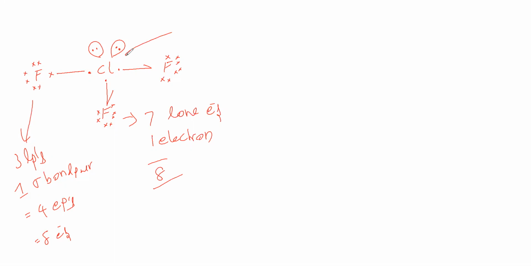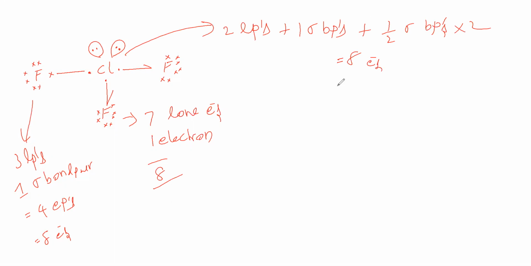Now we will see how Cl is. It has 2 lone pairs plus 1 sigma bond pair, and the other bonds are half sigma bond pairs, so 1 plus 2 halves. Now if you see, 8 electrons, you get octet configuration. So like this, they gave an explanation.